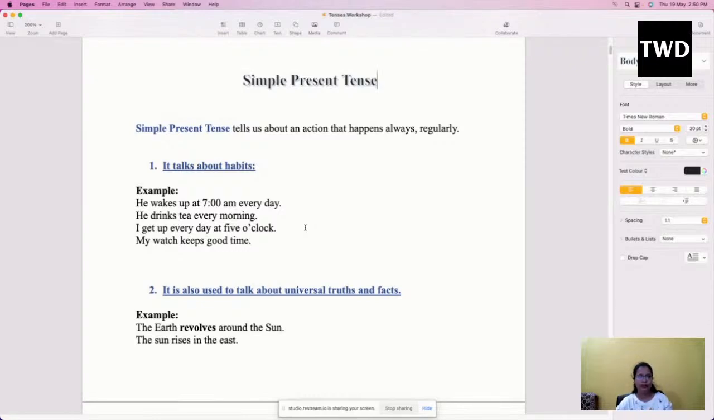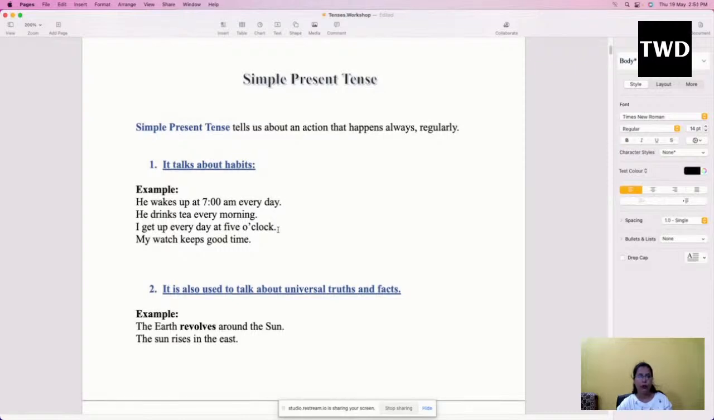Yes. Then sentences which are universal truths, which cannot be changed, also come under simple present tense. So it is also used to talk about universal truths and facts. For example, the earth revolves around the sun. It's a universal truth. We cannot change that truth. It is always going to remain that way, that the earth will always revolve around the sun.